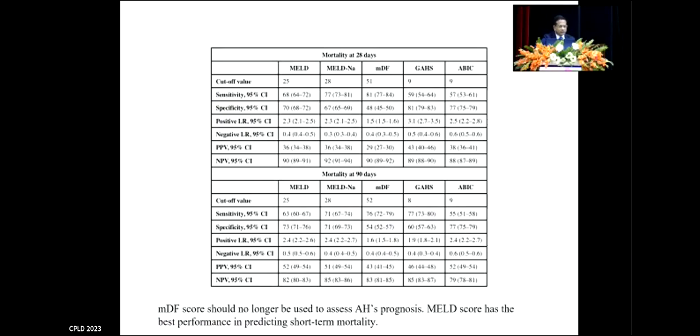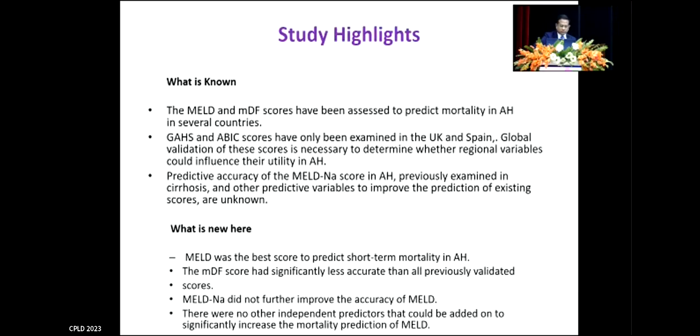This paper concluded that MDF should no longer be used to assess alcoholic hepatitis prognosis. The MELD score has the best performance in predicting short-term mortality. So this is a very recent paper clearly showing that MELD is superior to MDF, which we often use.